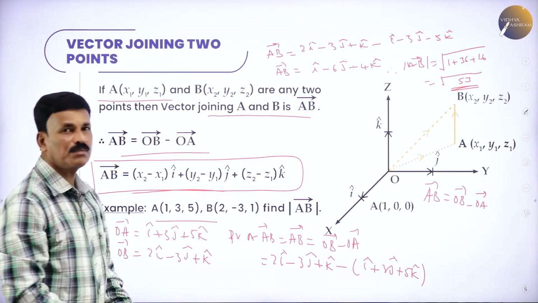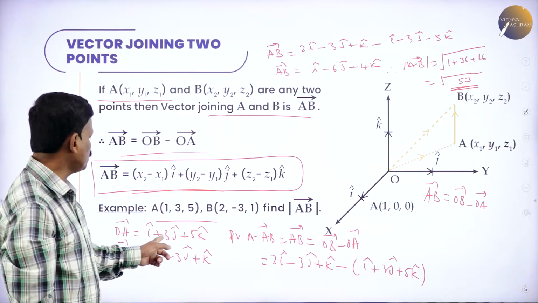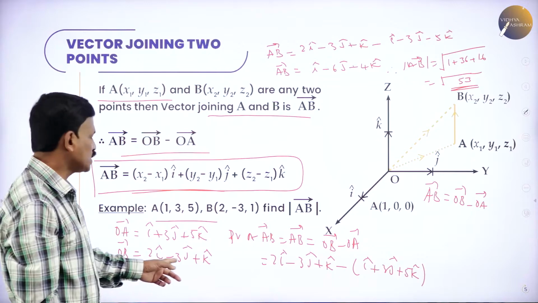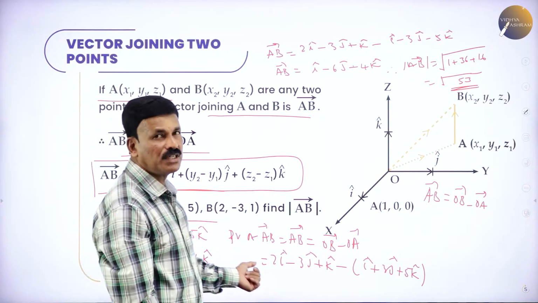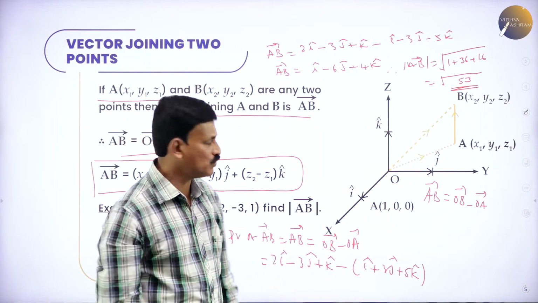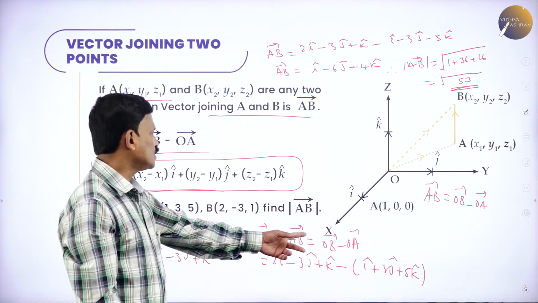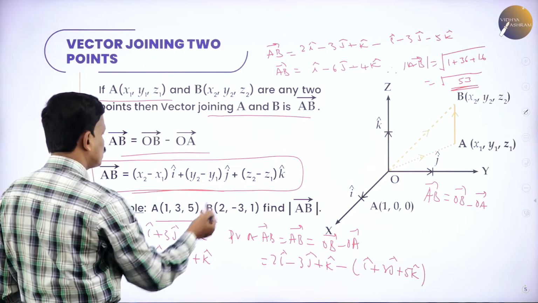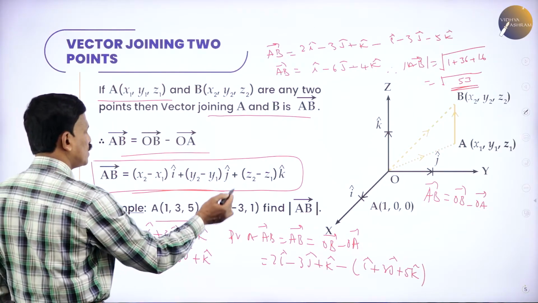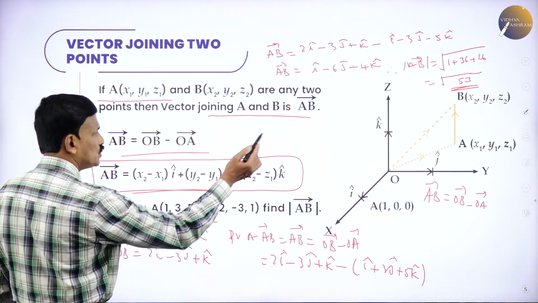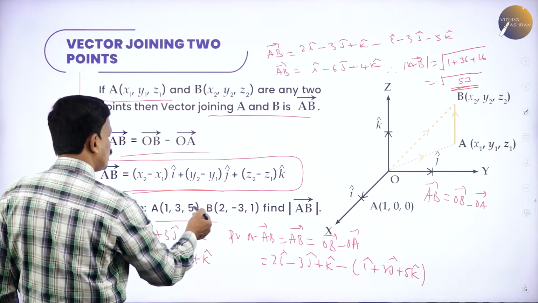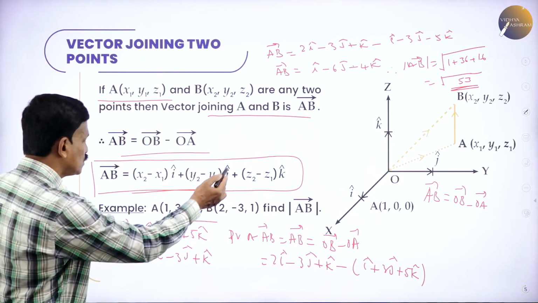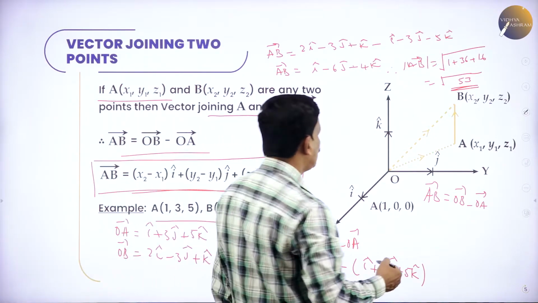First find out the position vector of A, OA, i plus 3j plus 5k. The position vector of B is OB equal to 2i minus j plus 3k. Then the position vector of AB is equal to OB minus OA. That is nothing but this. Or just straight away you can write x2 minus x1 using this formula. This is the one method. The other method, I can write straight away.